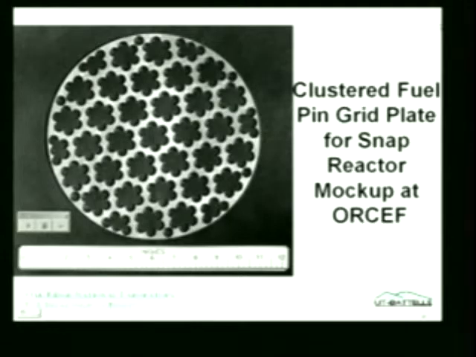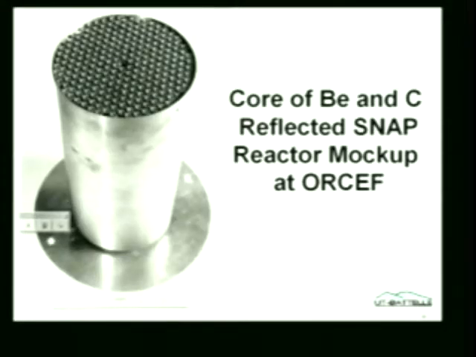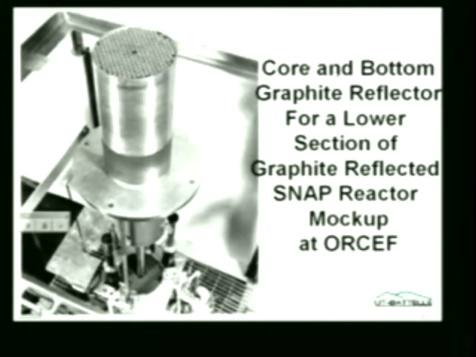Another plate where we tried to cluster the fuel pins to see the effects of positioning of the fuel pins. Here's a picture of the core of the beryllium and carbide reflected SNAP reactor mock-up. Here, all the fuel pins are in the core. The central fuel pin is left out, and this support stand is mounted to the bottom lift. It was again pushed up inside the top and side reflector. Here's a picture of it on the lift.